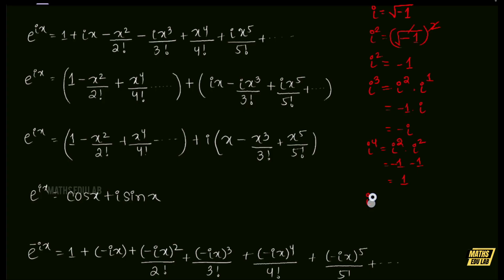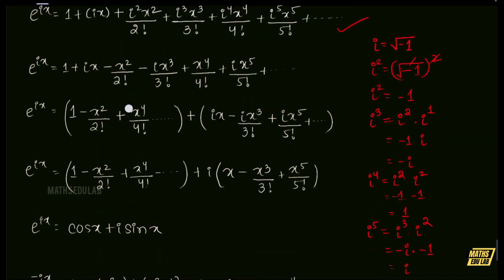Similarly we go for iota to the power of 5. I can write it as iota to the power of 3 into iota to the power of 2. Iota to the power of 3 is minus iota and iota square is minus 1. So the minus signs cancel out and the remaining value is iota. Like this we can get the values of iota powers. Then substitute the values.